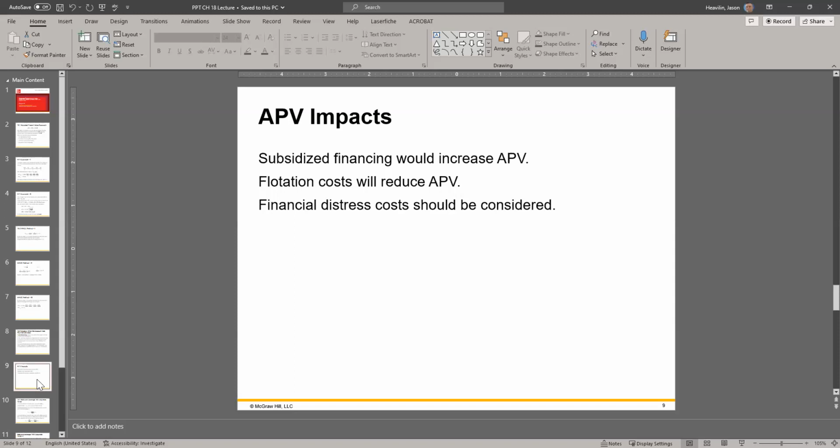Flotation costs will reduce APV. So as flotation costs, see that as transaction costs as another way to say it, go up, that's just more money going out, more cost, so less cash flow. So the lower the cash flow, the lower the present value. Financial distress costs should be considered. Going back, as you increase debt, the risk of financial distress goes up, meaning discount rates would go up, and that reduces present value. There's some abstraction here. Well, we do have calculations like the Altman Z-score for probability of default and things like that.